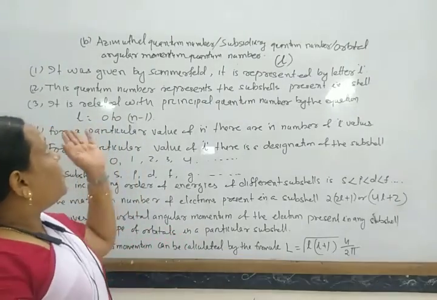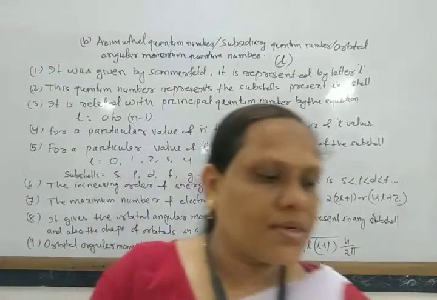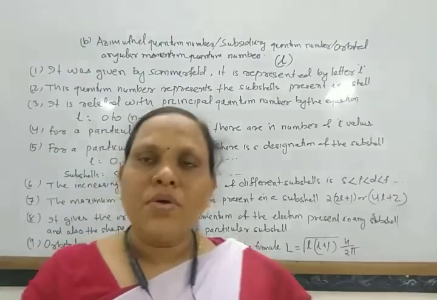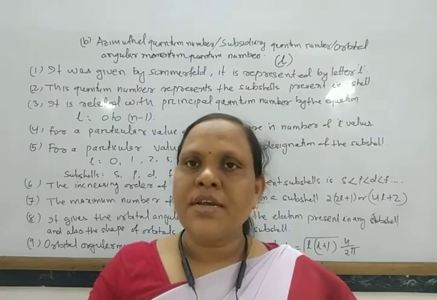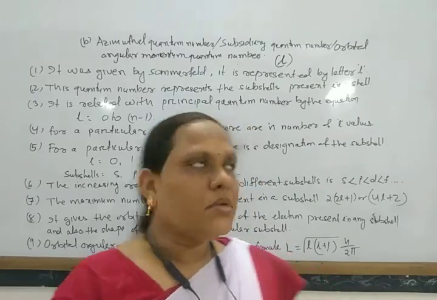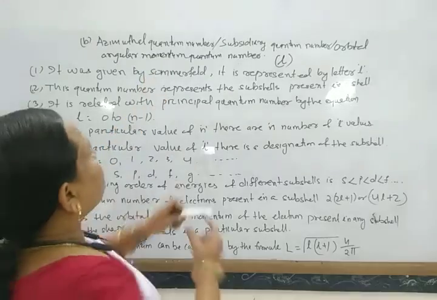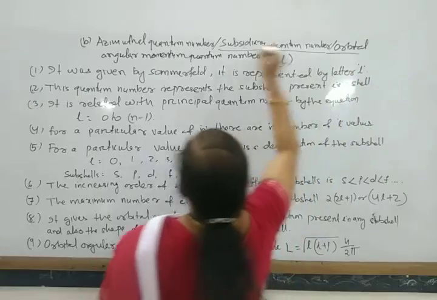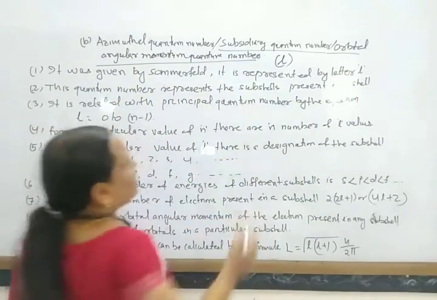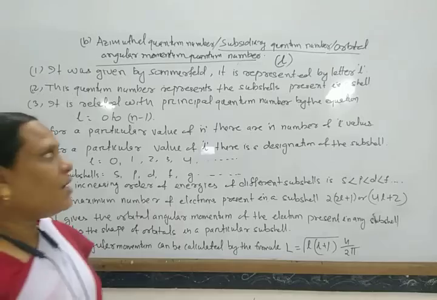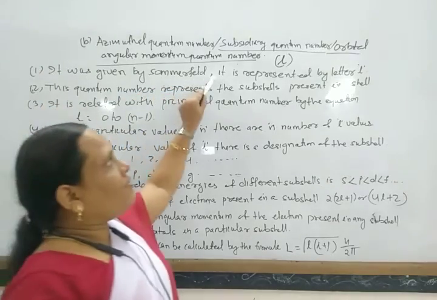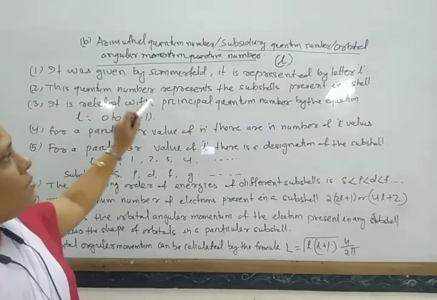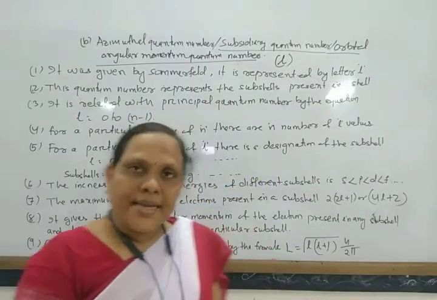So these are the points of the azimuthal quantum number. I have already explained. Now this is the time to note down what information is given by the azimuthal quantum number. It is also known as the subsidiary quantum number, also known as the orbital angular momentum quantum number, represented by the letter L. It is given by Sommerfeld. This quantum number represents the subcells present in a cell.